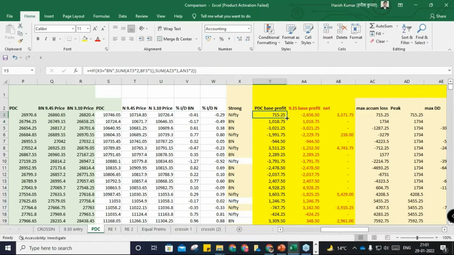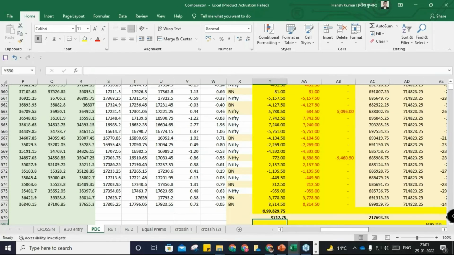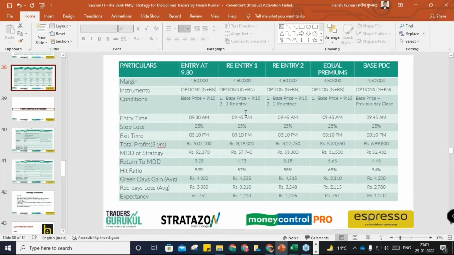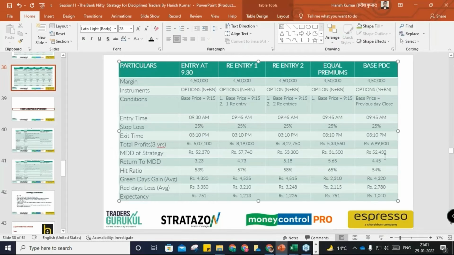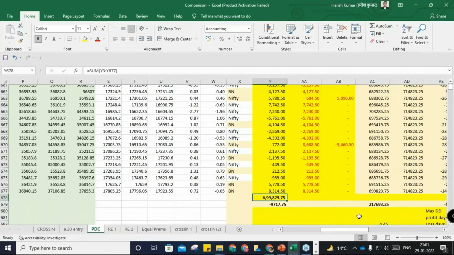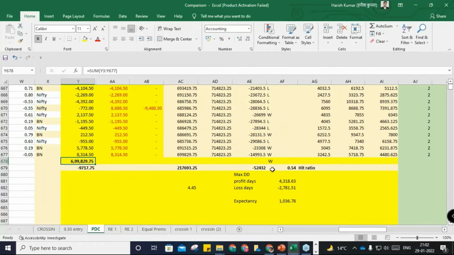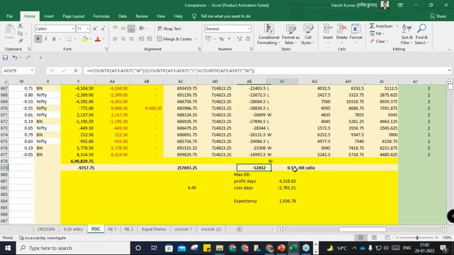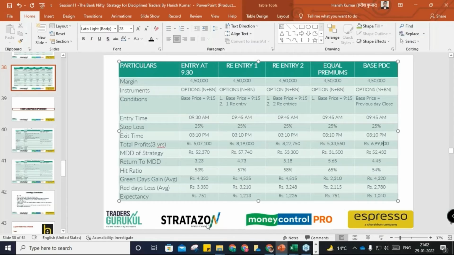So this is the profit. Just forget this, I was trying to compare it with the existing strategy. It has given us a profit of 7 lakhs as per our strategy. The max drawdown we face is 52,000. Hit ratio is 54%. Expectancy is 1,036 rupees, 1,040 rupees I have taken here.